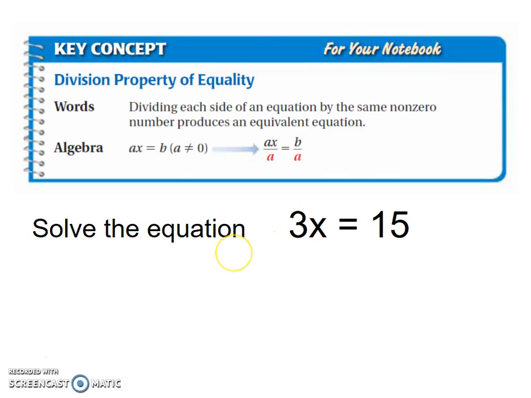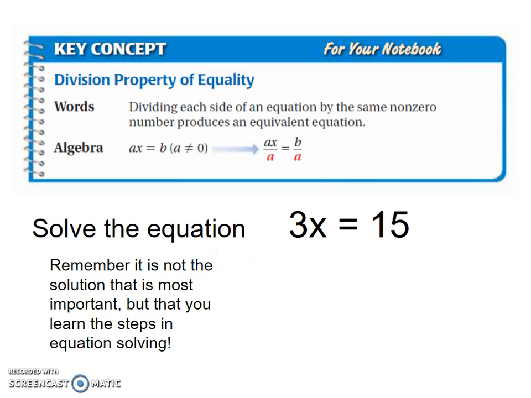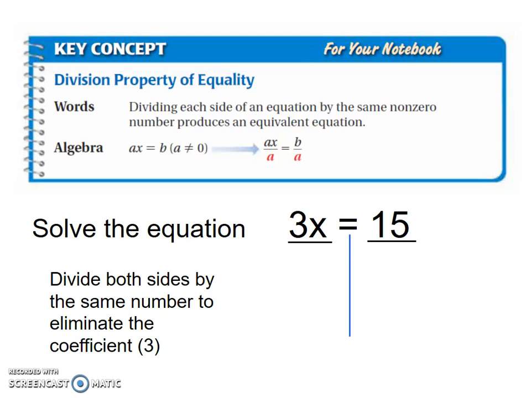Okay, so first thing I'm going to do is draw the line down the middle. And my reminder over here, remember, it's not just a solution, but we're learning those steps. So line down the middle, and then I'm going to think to myself, how do I get x by itself? How do I undo this multiplication? Well, the inverse operation of multiplication would be division. And so I'm going to divide both sides by the same number. And I'm not just picking a random number, I'm picking the number that I want to get rid of. So I want to get just x by itself, so that means I get rid of the 3. So I'm dividing both sides by 3.